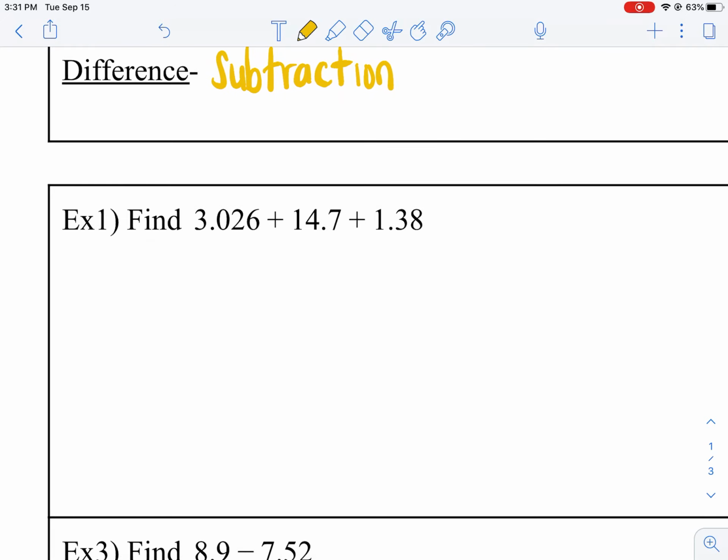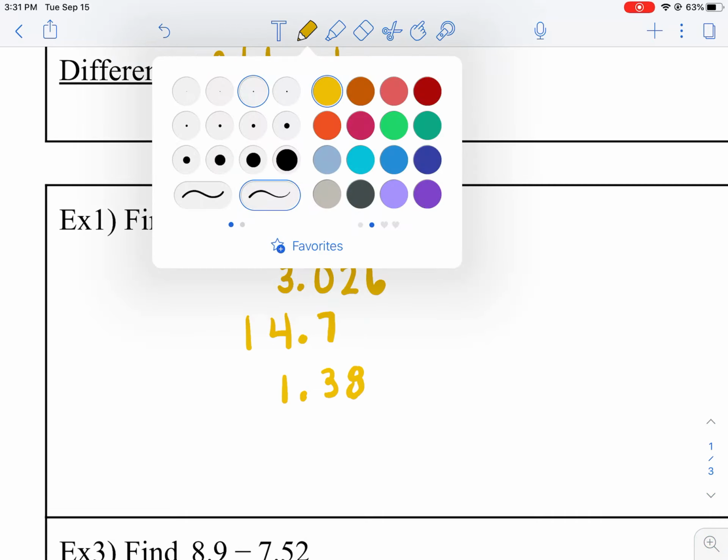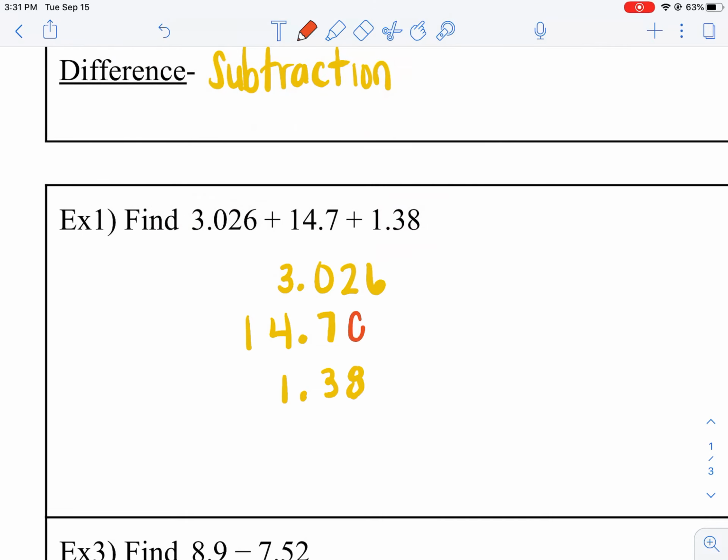Okay, so in this first question, we're adding three different numbers. So what we're going to do is write them down. And it's important that we write neat so it's easy to see where we line up our numbers. 1.38. And what we do is we put filler zeros in so that it's easy to see. And I'm going to do it in another color just so that we can see what we're doing. Okay, and we're adding.